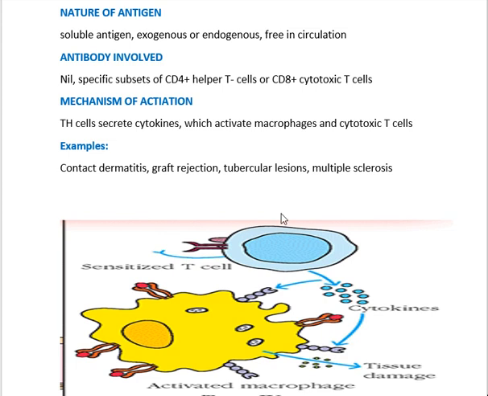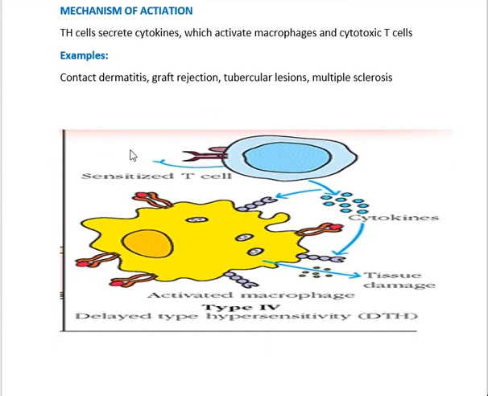So let's see the activation mechanism here. As I told you, type 4 hypersensitivity is initiated by soluble antigens, and then the TH cells, that is T helper cells. So here is our T helper cell. The activated T helper cells release cytokines that activate the macrophages or TC cells, that is T cytotoxic cells, which mediate the direct cellular damage. And the activated T cells secrete various cytokines which act as effector molecules in this type of hypersensitivity.